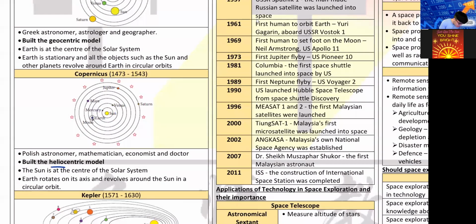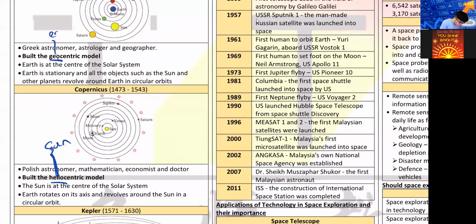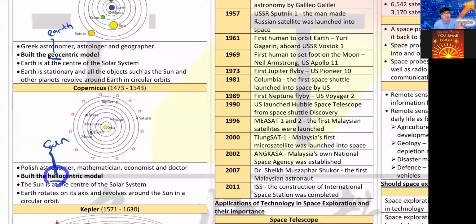Helio means sun. Geo means earth. Geography, what? You study the earth. Helio comes from the word Helios. Helios is the god of sun in the Roman Empire. During the Roman times, they used to pray to this god of sun. They call it Helios, which they call Apollo in Greek mythology.